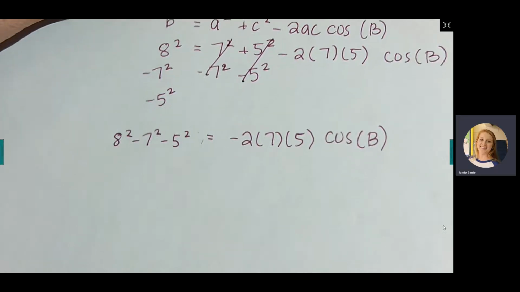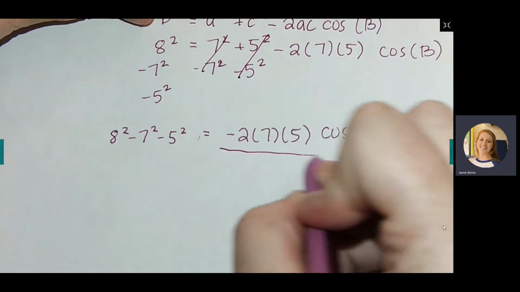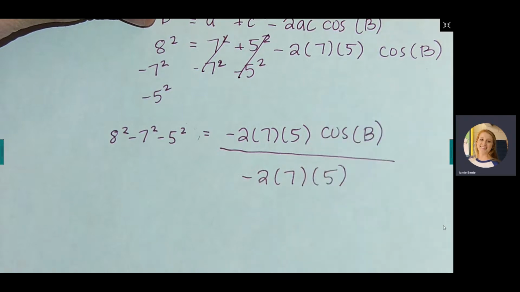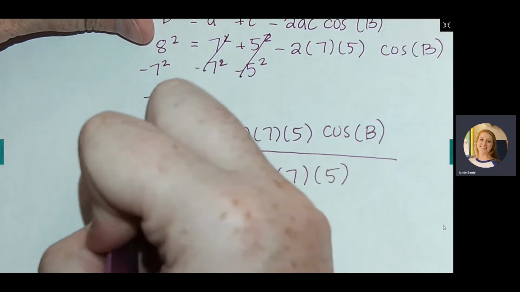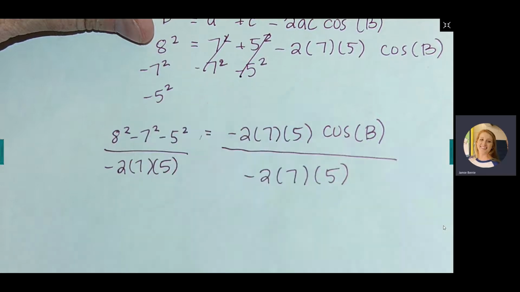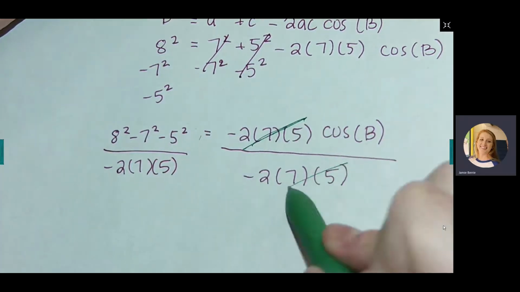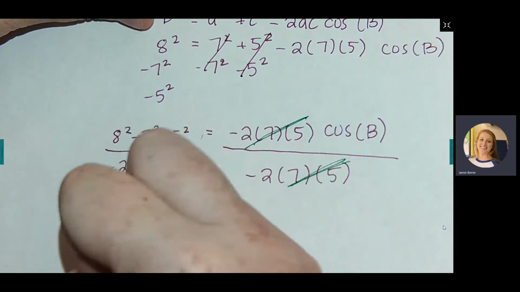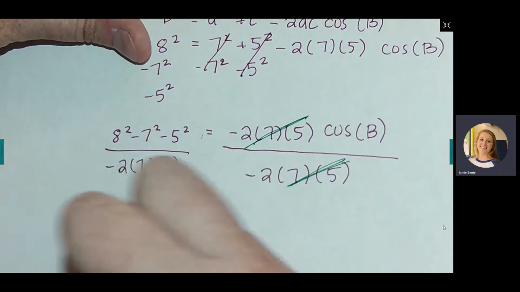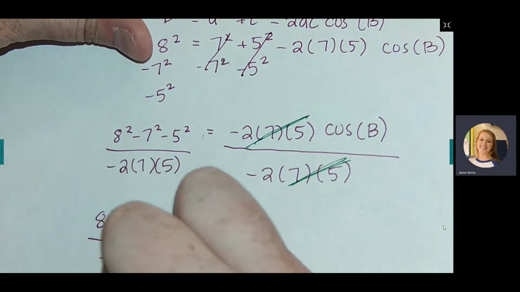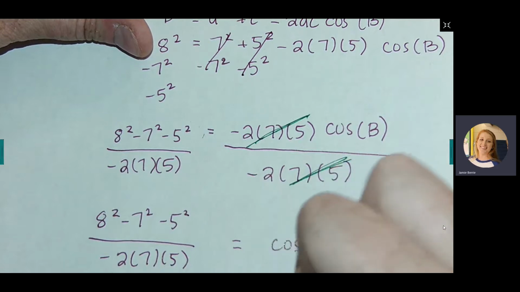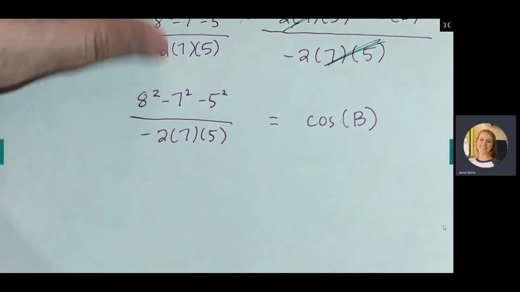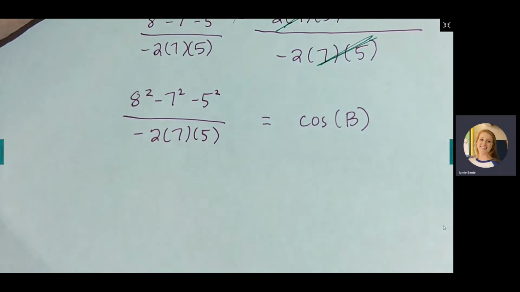We're really close to getting B by itself. We just need to divide by this coefficient. So divide by -2 times 7 times 5. So dividing by that coefficient, that cancels this out. All right, then we got this big fraction on the left equals cosine of B. And then we just did this a minute ago, but how do we get rid of cosine in this case? Inverse cosine of both sides.